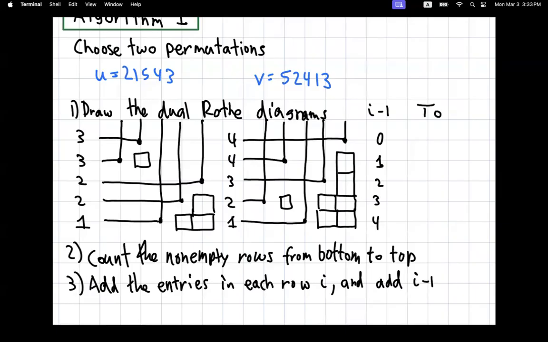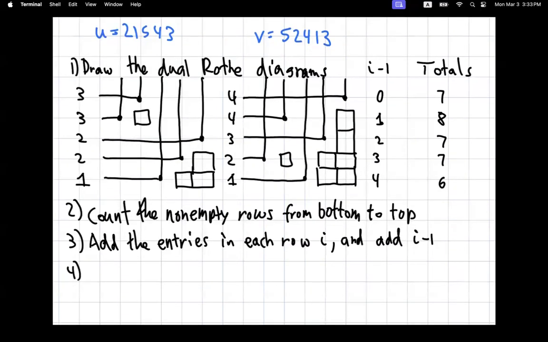And then the totals are, let's start from the bottom. 1 plus 1 plus 4 is 6. 2 plus 2 plus 3 is 7. 2 plus 3 plus 2 is also 7. Then 3 plus 4 plus 1 is 8. And then we get another 7. And then finally, we just circle the largest total.